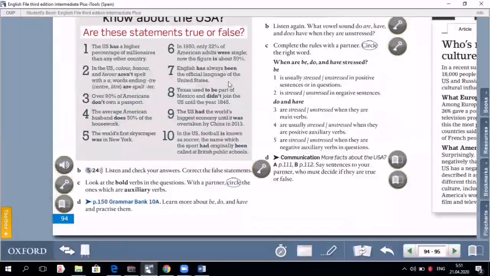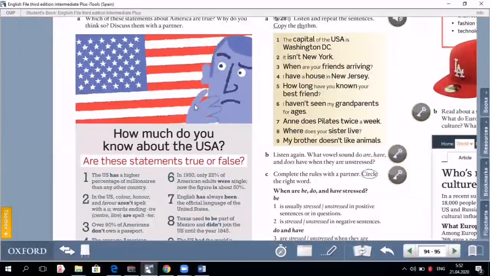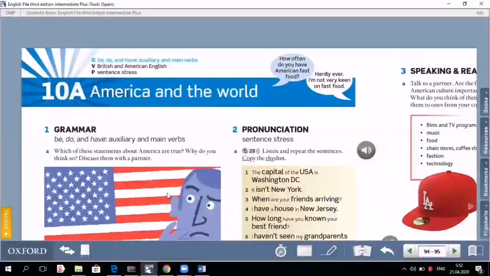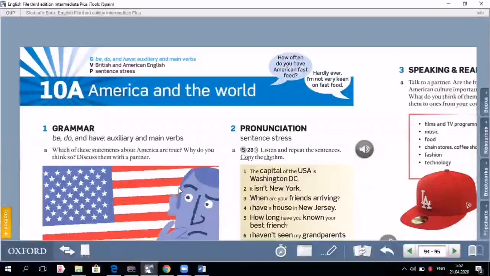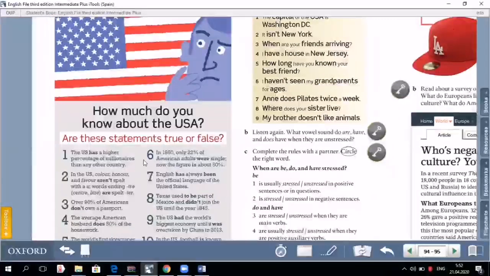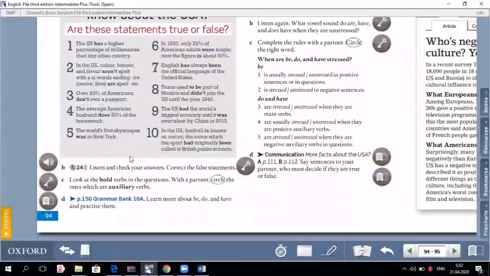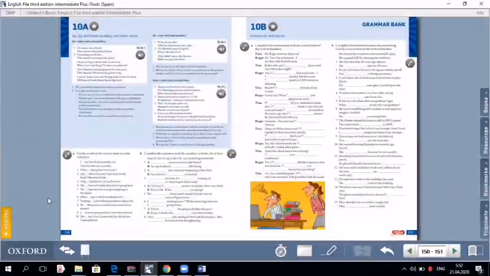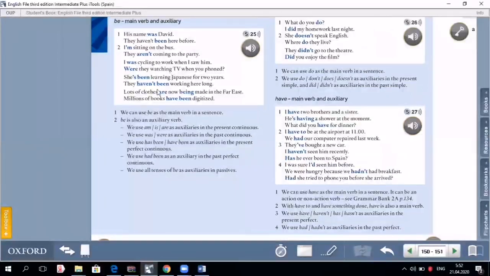Okay, then for grammar, I told you that today you will have the verbs to be, to do, and to have as auxiliary and main verbs. Mostly these verbs are used as auxiliary verbs. But today we have to take some grammar bank and distinguish the differences of using these verbs in sentences. Now let's go to the grammar bank. It's on page 150. You see the grammar bank here.